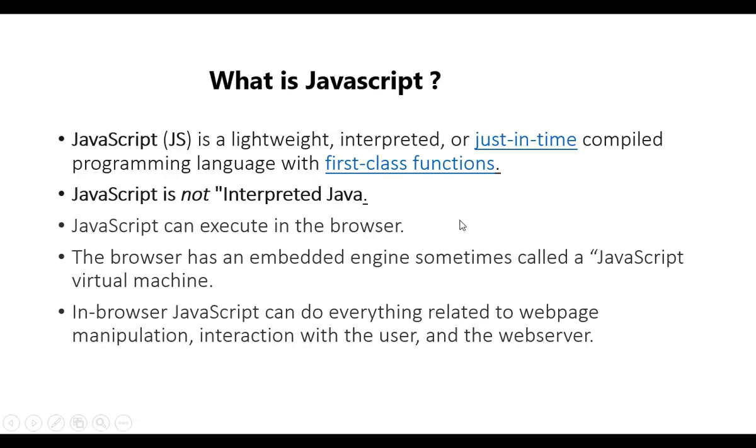So first of all, what is JavaScript? JavaScript is an interpreted, lightweight, compiled programming language, and it is not Java.